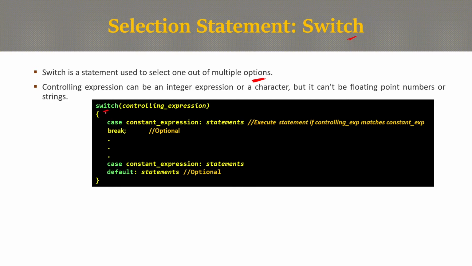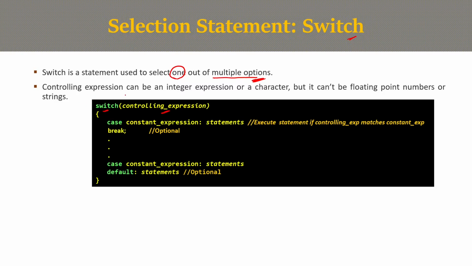Now here in switch, within a bracket, I'm writing a controlling expression. As I've mentioned, this switch is a statement that is used to select one out of multiple options. Soon you will see with an example how this is implemented. But for now, let us see how this syntax is formed. So in this switch, we will have a controlling expression.